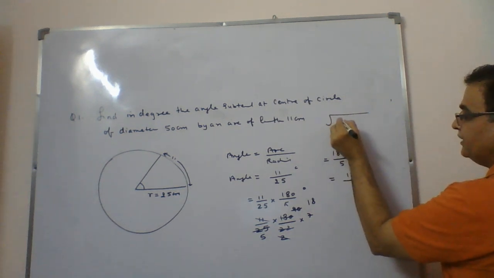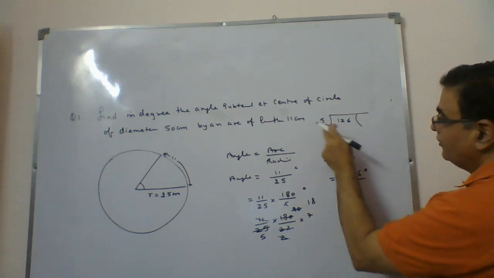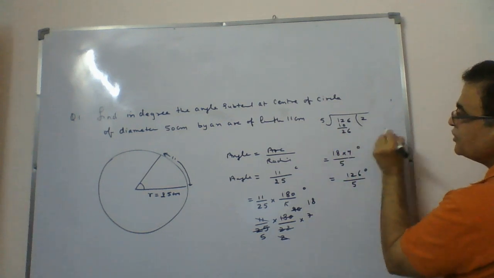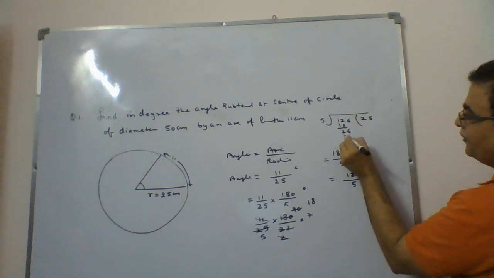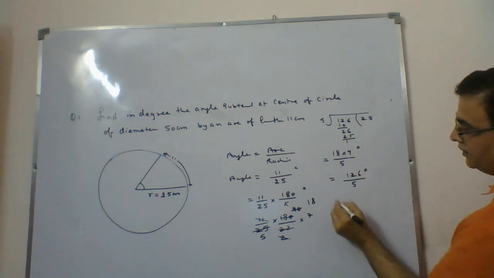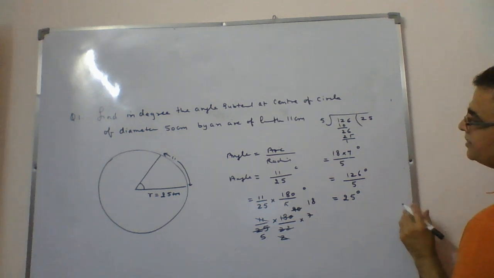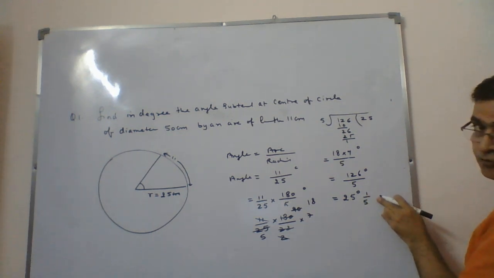But it is in fractions, so what should I do? 126 by 5. 5 twos are 10. Left is 2 2, here 26. 5 5s are 25. Left is 1. So I should say it is 25 degrees complete, and 1 by 5 remains, which is in fraction.